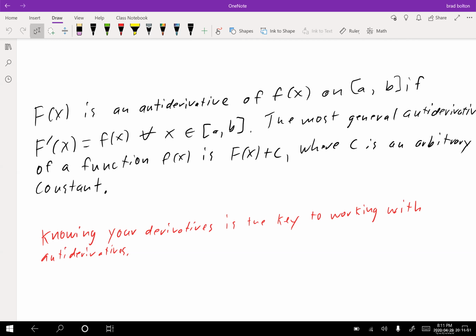The most general antiderivative of a function f of x is big F of x plus c, where c is an arbitrary constant, okay? So I have a little note right here. This is something important. Knowing your derivatives will help with antiderivatives, okay? It's like when you know your times tables, it makes you better at division, even though you didn't learn division tables, because it's the opposite operation. So think of antiderivatives and derivatives as opposite operations, okay?